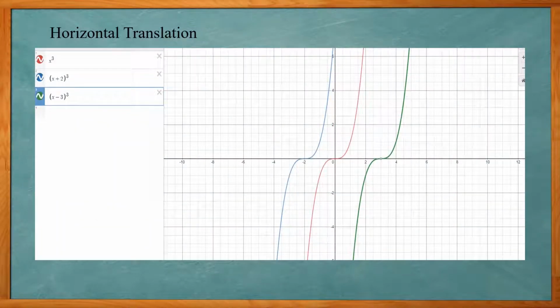So we can look at that. The red is x to the third. That goes through the origin. The blue is x plus 2 raised to the third power. And we can see that's to the left of the red line. And the x-intercept goes through negative 2 instead of 0. And we can see the green line, x minus 3 raised to the third power. You can see that it's shifted to the right compared to the red line. And now the x-intercept goes through 3, 0.